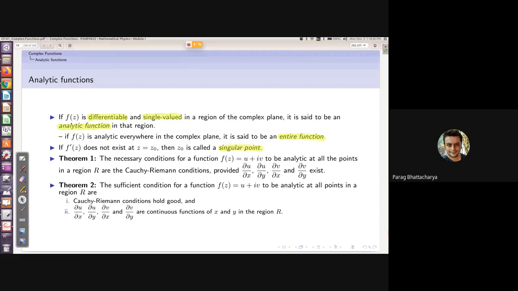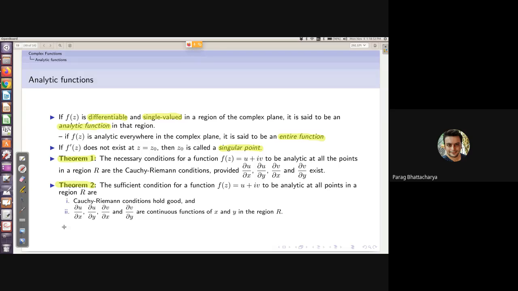Then theorem number two. The first theorem says that for a function to be analytic, the Cauchy-Riemann conditions hold good. The second theorem says the sufficient conditions for a function to be analytic in a region R: the Cauchy-Riemann conditions hold good, and these partial derivatives are continuous functions of x and y in the region R. Essentially, together these two theorems are saying, if a complex function has continuous partial derivatives and satisfies the Cauchy-Riemann conditions, it is analytic, and vice versa.